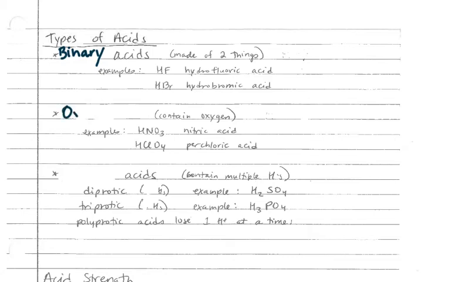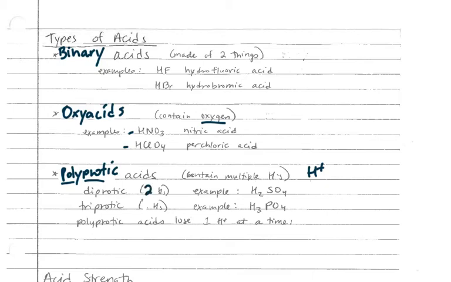We'll also see a lot of oxy acids. Oxy means oxygen, so these are just acids that contain oxygen. Examples: nitric acid, HNO3, perchloric acid, HClO4, sulfuric acid. There's also acids that are what we call polyprotic, which really just means they have many protons. Poly means many, proto for proton. And remember a proton is an H+, so hydrogens. So these are just acids that contain multiple hydrogens.